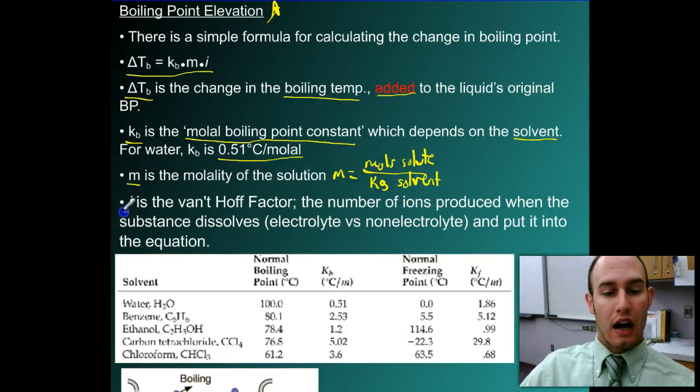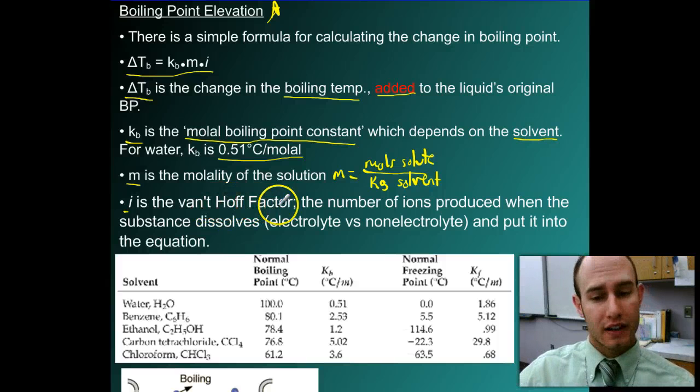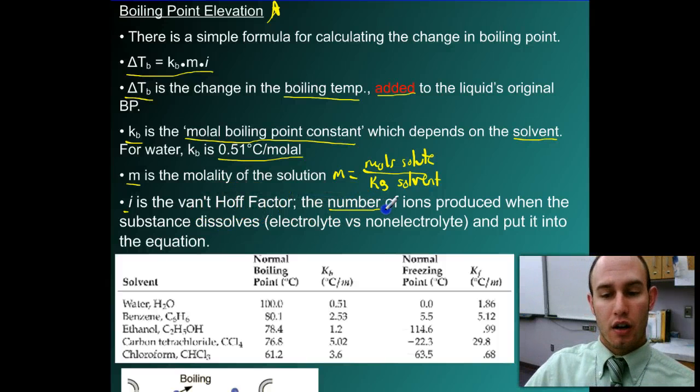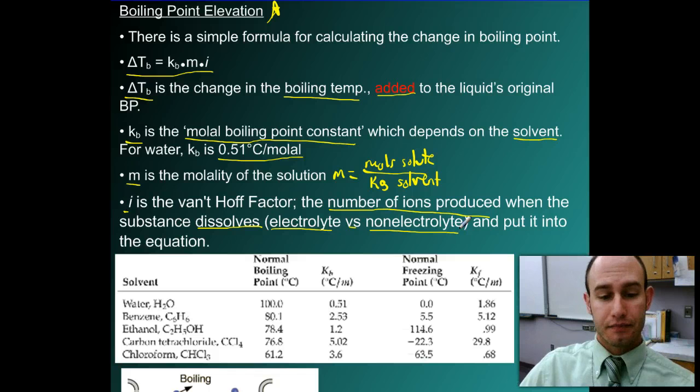And i, we're going to talk about a little later as being the Van't Hoff factor, which is the number of ions produced when the substance dissolves. And again, this is going to be different for an electrolyte versus a non-electrolyte.